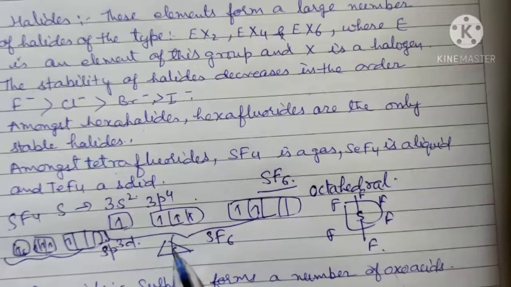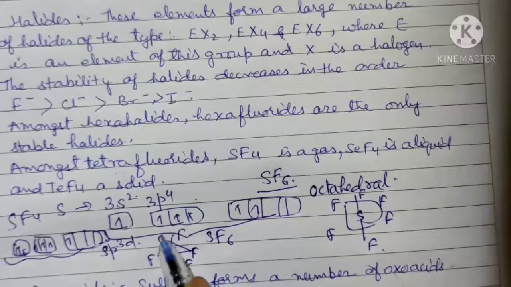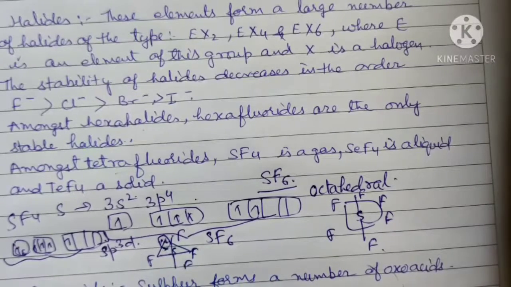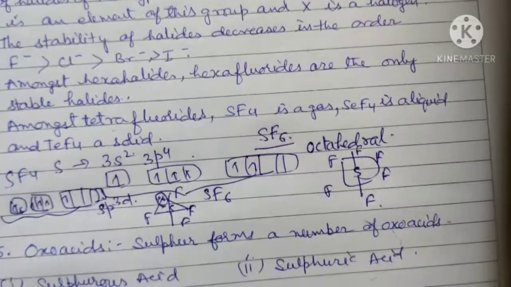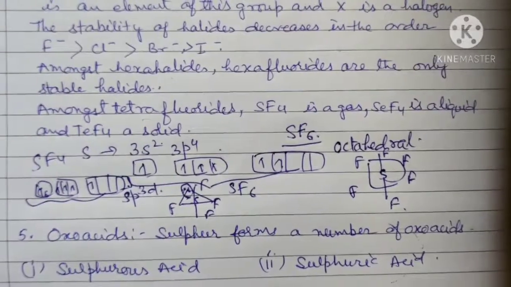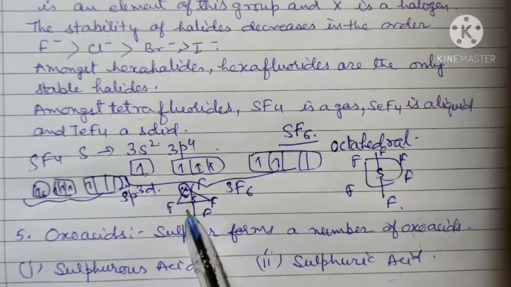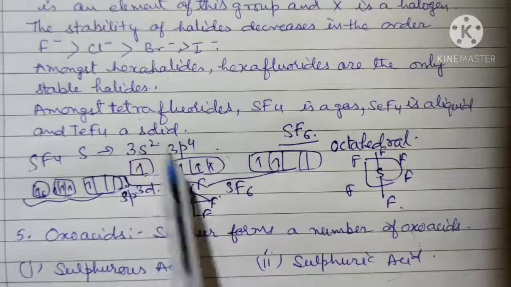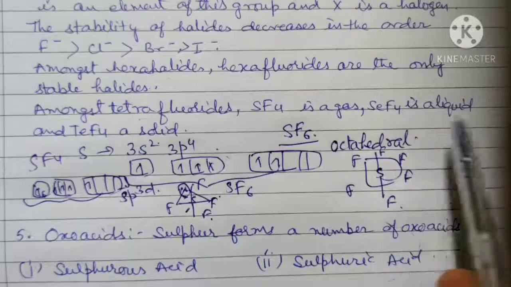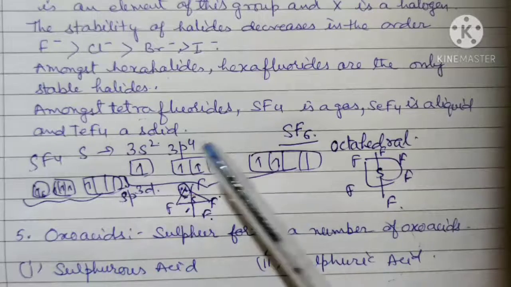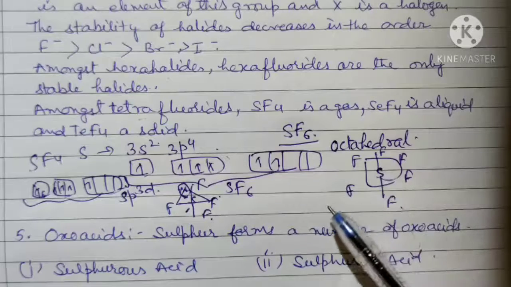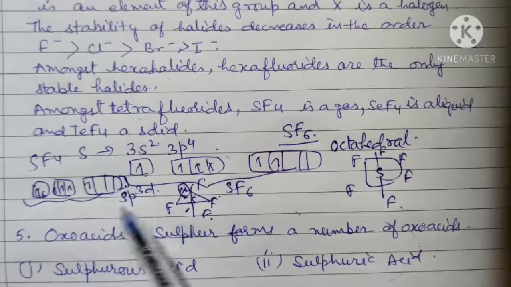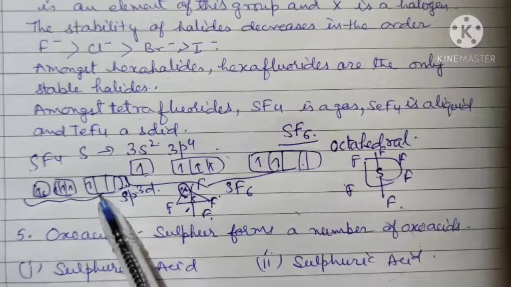One pair will be sulfur here, 4 fluorine atoms here, and the one orbital will be having one pair of electrons. So it is having a distorted trigonal bipyramidal structure for the SF4. And then you can say the SF4 is a gas, whereas SeF4 is a liquid and TeF4 is a solid, that is on the basis of the forces. So these are the structures for SF6 and SF4.